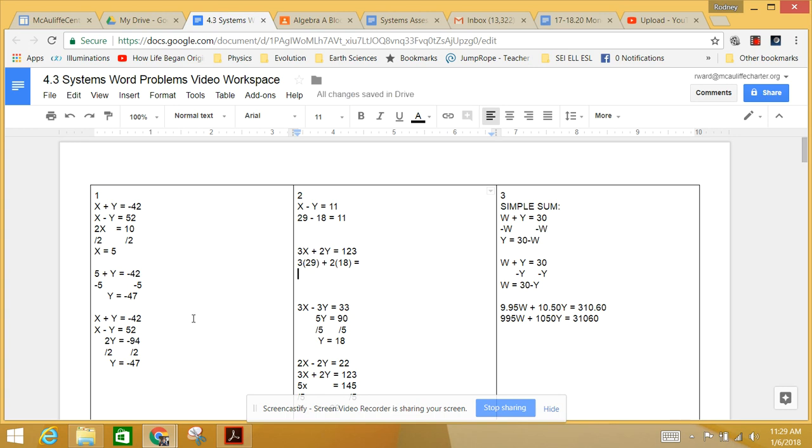3 times 9 is 27. I have to carry that 2. So 3 times 20 is 60. 60 plus 20 is 80. So 3 times 29 is 87. And then I'm going to add 2 times 18, which is 36. And let's see if I get 123. 6 plus 7 is 13. 8 plus 3 is 11. 11 with the carried 1 gets me to 12. So I've got 123. It works in both cases.